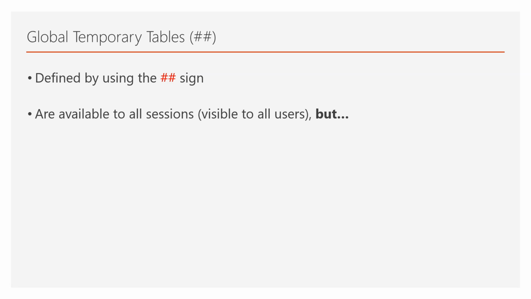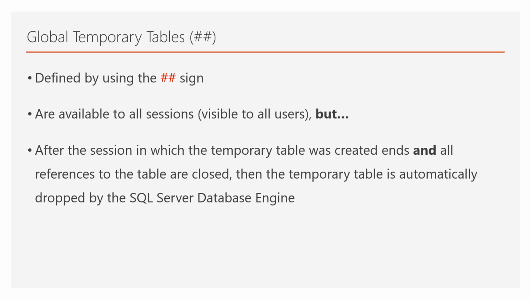Now let's talk about global temporary tables. Global temporary tables are defined by using a double hash sign. That means that these temporary tables are available to all sessions in SQL Server, and that means they are visible to all users, but after the session in which the temporary table was created ends and all references to this table are closed, then the specific temporary table is automatically dropped by the SQL Server database engine.